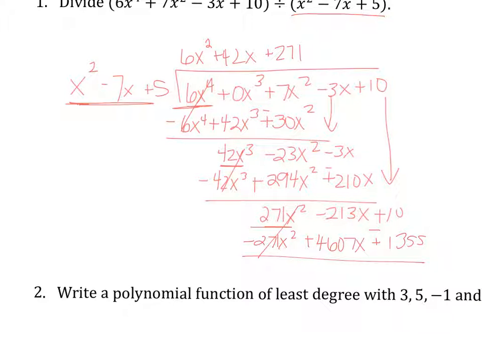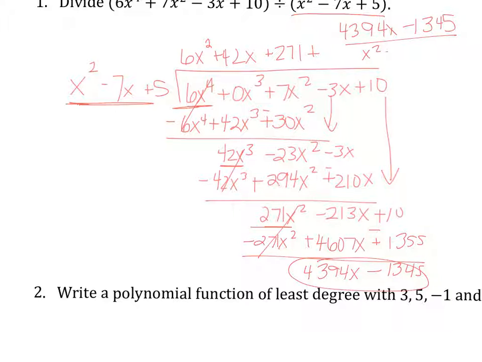These cancel, and we're left with 4,394x minus 1,345. So there's a couple indicators that we're done. There's nothing else to bring down in our dividend, and also 4,394x is not divisible by x squared. So this is our remainder. So we're going to put plus, and then our remainder over what we were dividing by. And then we're done. There's our quotient.